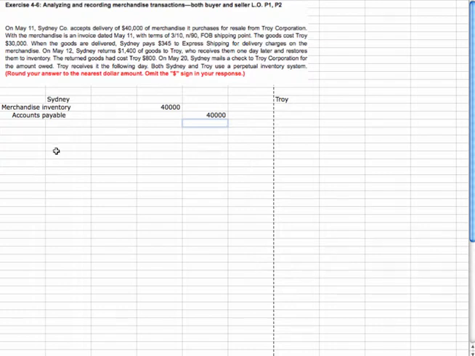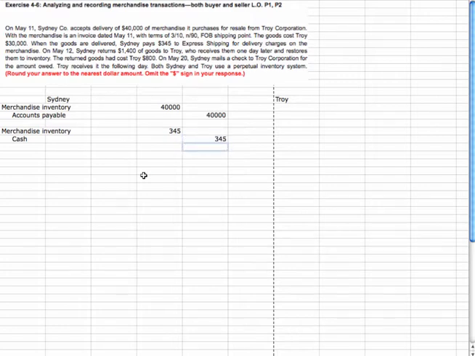Now, on the same day, remember we said here, Sydney pays $345 for express shipping. And the assumption is if it doesn't say on terms, they paid it in cash. So what we need to do is a journal entry that increases the merchandise inventory account by $345, and that we paid cash for that. And we're going to decrease our cash account by $345.